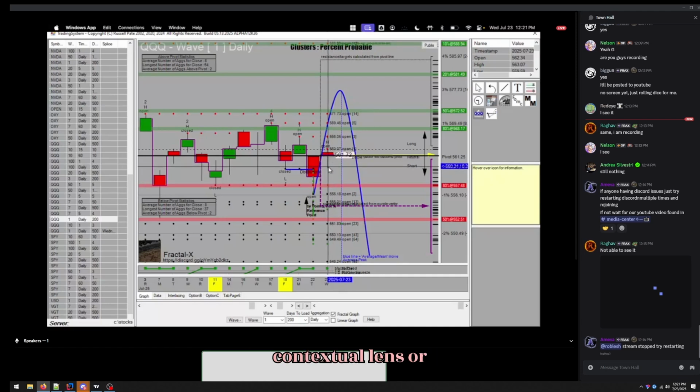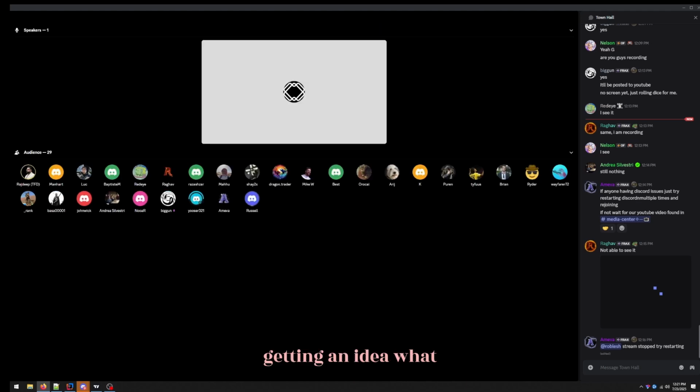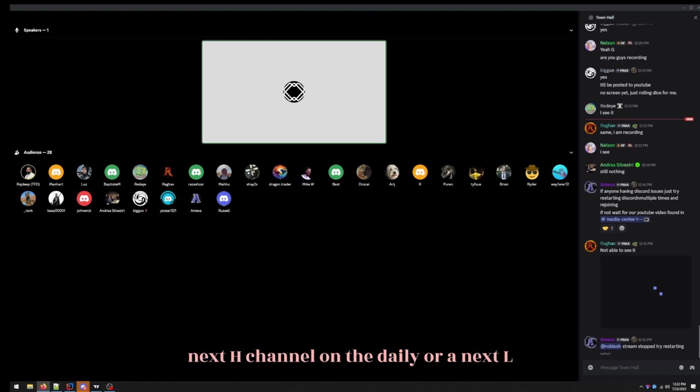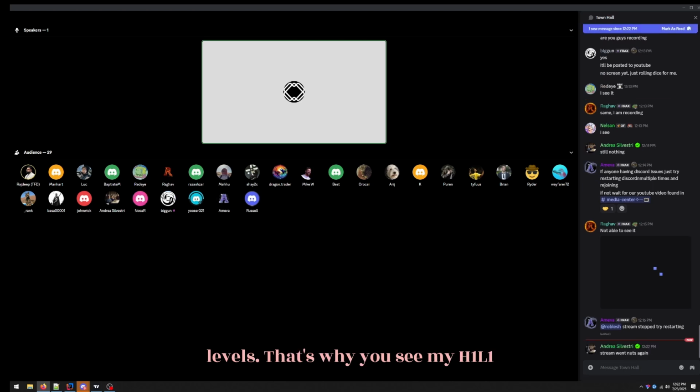So when I talk about a contextual lens or contextual approach, I'm getting an idea of what a next H would look like, or an L, a next H channel on the daily, or a next L on the daily. So I'm getting an idea and I'll mark out those kinds of levels. That's why you see my H1, L1 targets, sometimes min targets. Those, I really, really like those.